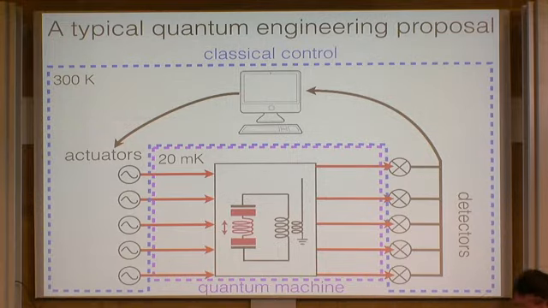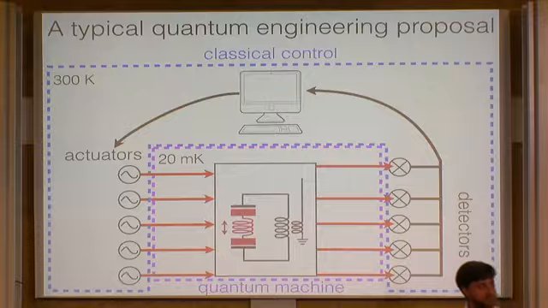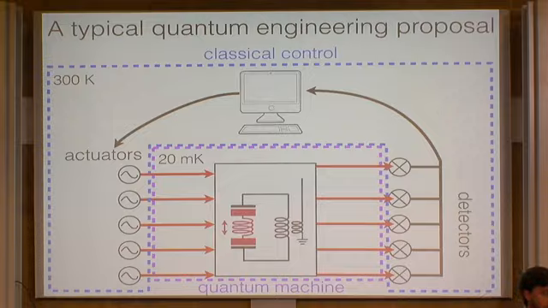So the vast majority of quantum engineering proposals look schematically like this, where you have some big classical external agent that's given access to a set of actuators and a set of detectors. And they have to reach all the way down into your experiment, where if it's a superconducting microwave experiment, say, it's going to be in an extreme environment. In particular, it's going to be usually at something like 20 millikelvin, whereas all this other stuff is almost always at room ambient temperature.